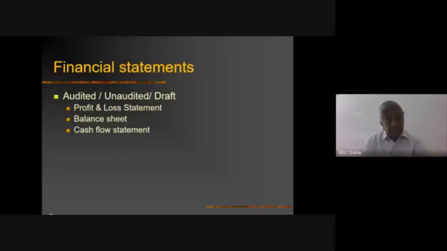Similarly, the company may expect their business to run in a certain way, and they may project a financial statement also. We call it a projected financial statement. So there are two types. One is the operating financial statement: operating profit and loss, operating balance sheet, operating cash flow statement. And the business may expect to perform like this, so they project it. So we call it projected financial statement: projected profit and loss statement, projected balance sheet, projected cash flow statement. So there are two types.